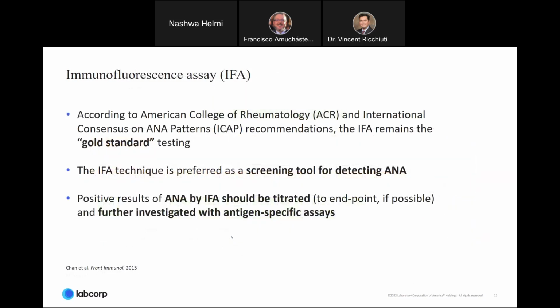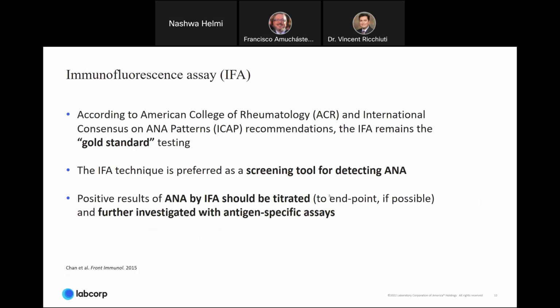So the immunofluorescence assay, according to ACR and ICAP recommendation, is the gold standard testing. We really recommend having patients screened with IFA, at least as the first technique. The IFA technique is preferred as a screening tool for detecting ANA, and the positive ANA should be titered if possible, and further investigation can be done with antigen-specific assays by ELISA, multiplexing, or other methodology.